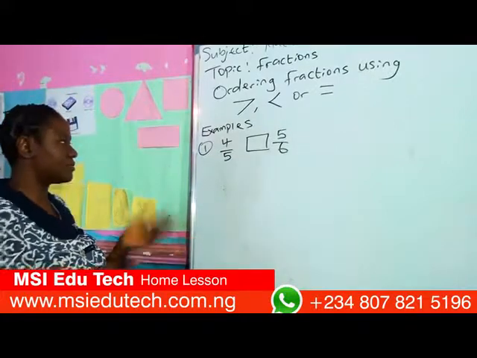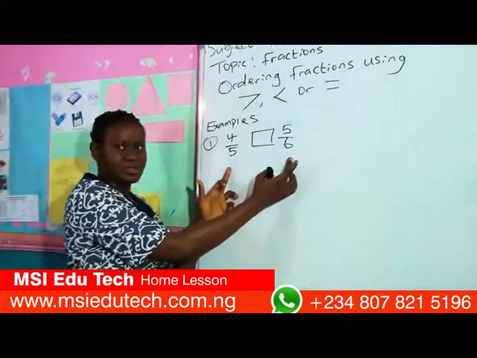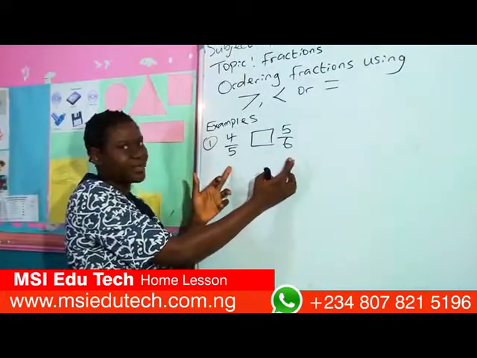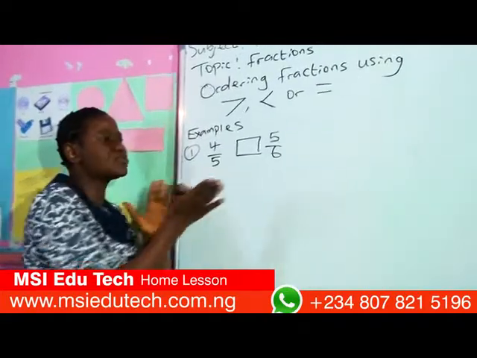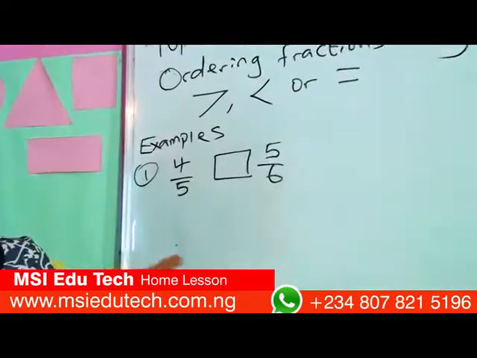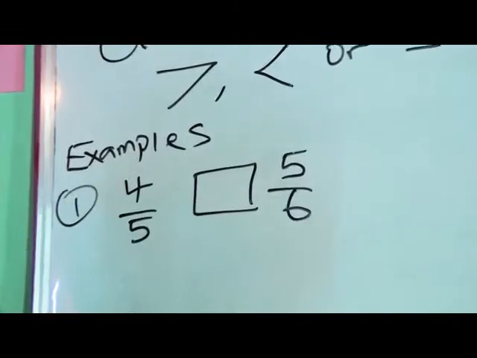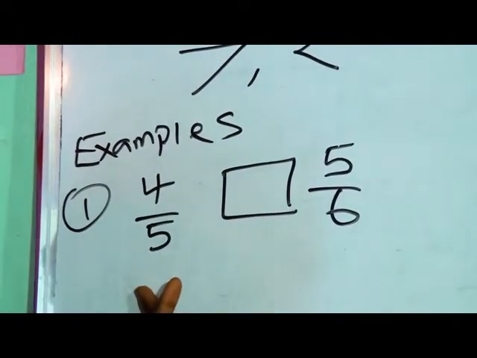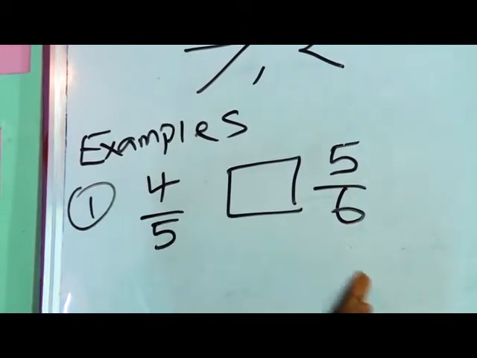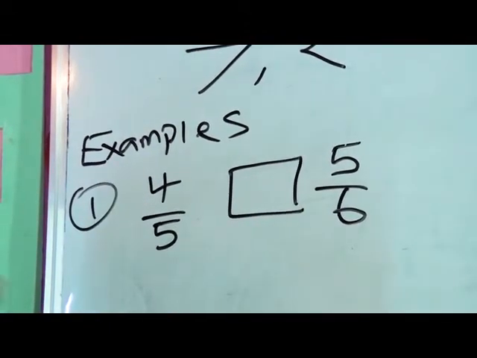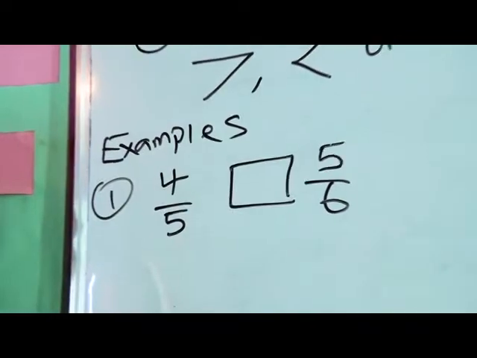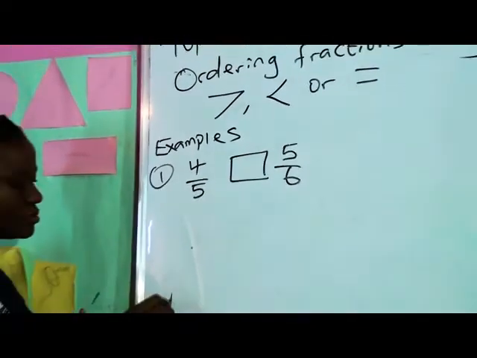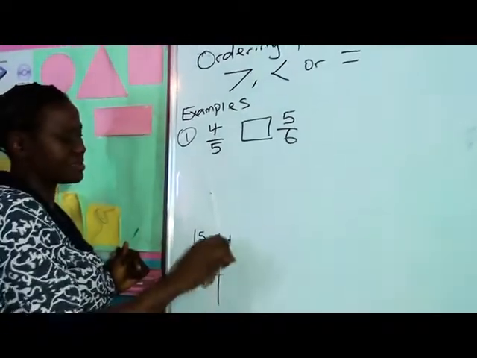How do we do this? Look at the denominators. The denominators are not the same. For us to be able to compare, the denominators have to be the same. So what do we do? We look for the LCM of 5 and 6. Let's do it this way.